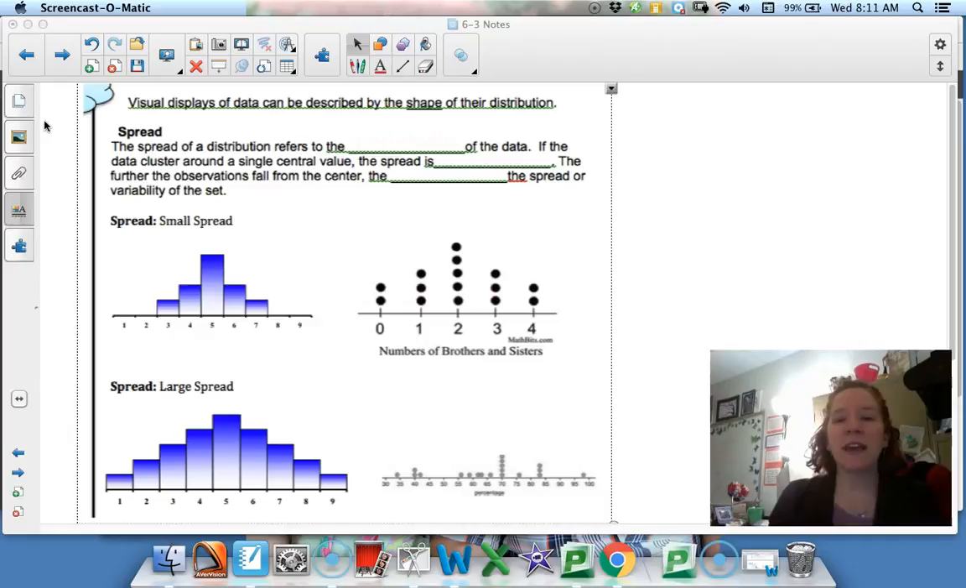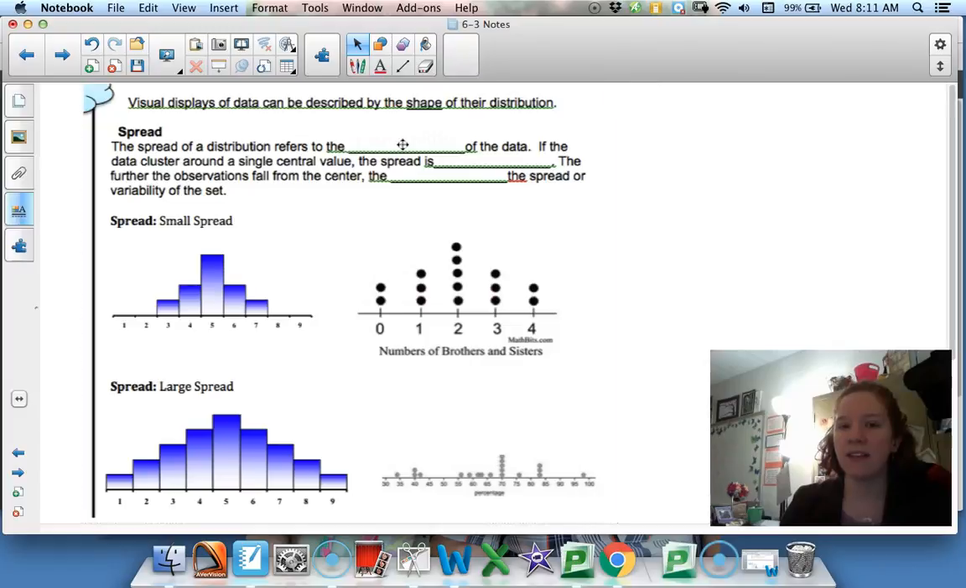So what we're going to be doing now, we've talked about how to create dot plots and histograms and all of those things. Now we're going to look at how we interpret them and how we look at key characteristics to describe what they are. So visual displays can be described by their shape. The first thing we're going to talk about is the spread of the distribution. This refers to the variability of the data. How spread apart is it?